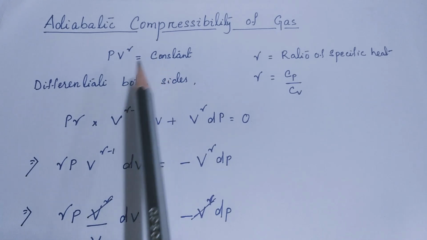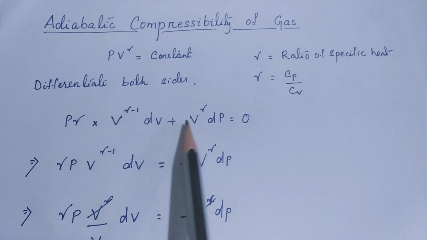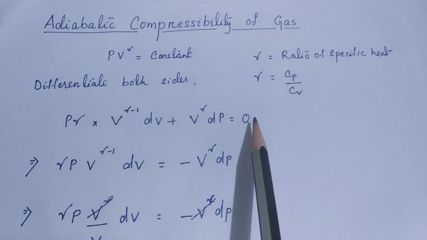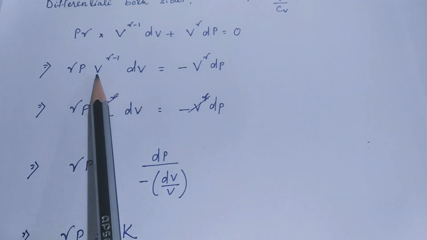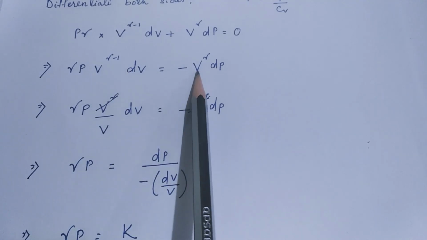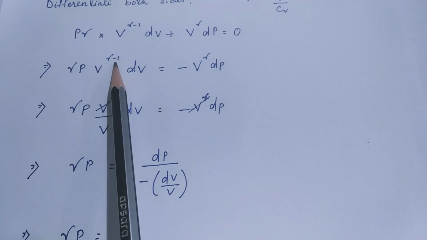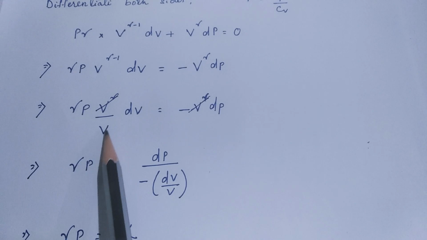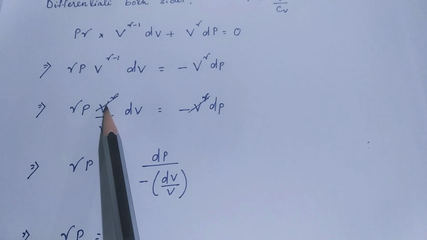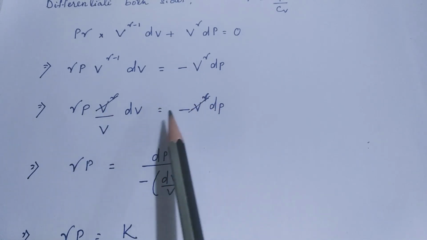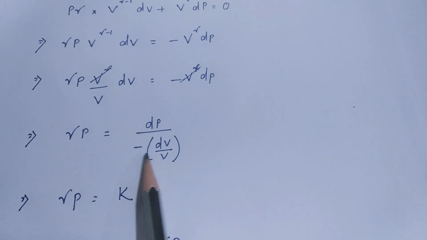After differentiation, we get an expression, that is P gamma V to the power gamma minus 1 dV plus V to the power gamma dP equal to 0. Now if we rearrange this equation, we get gamma P V to the power gamma minus 1 dV equal to minus V to the power gamma dP. Now V to the power gamma minus 1 can be written as V to the power gamma by V. V to the power gamma is common on both sides, so if we cancel it, we get the expression gamma P equal to dP by minus dV by V.